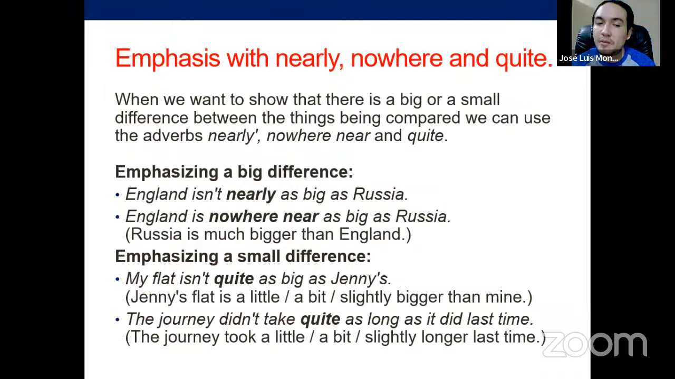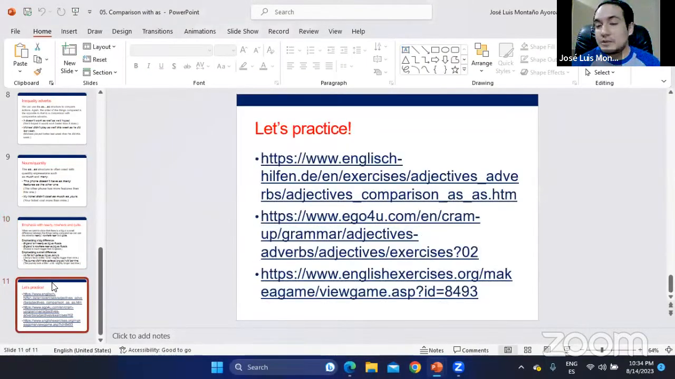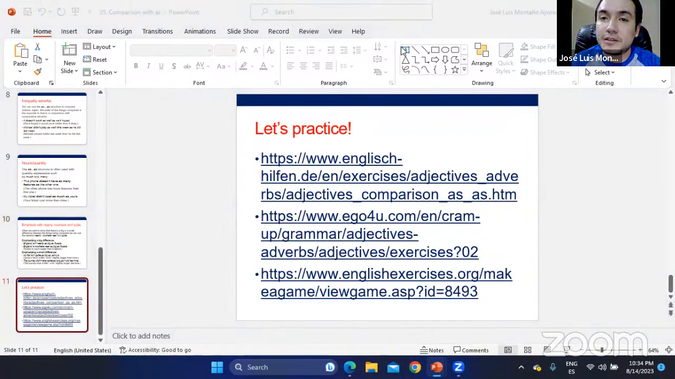Emphasizing a small difference: my flat isn't quite as big as Jenny's. Jenny's flat is a bit, slightly bigger than mine. The journey didn't take quite as long as it did last time. It means the journey took a bit, or slightly longer than last time. So that's the idea. That's how we use comparatives with as in affirmative ideas and in negative ideas to show equality or inequality. So again, if that's clear, everything should be clear in general.